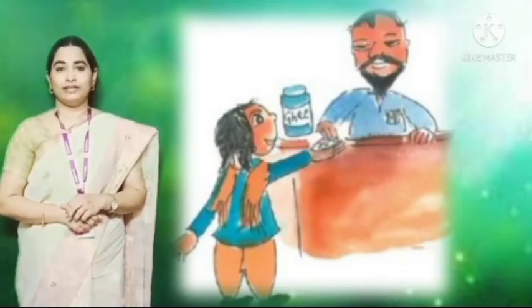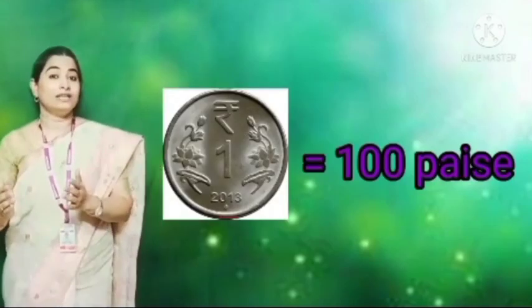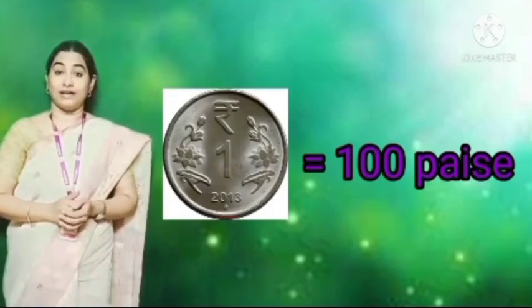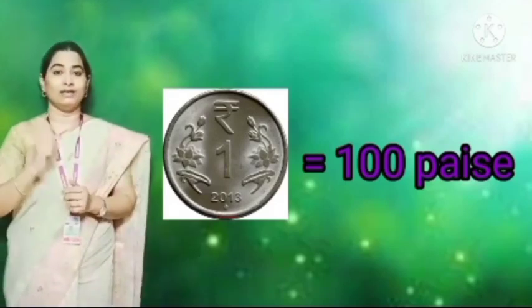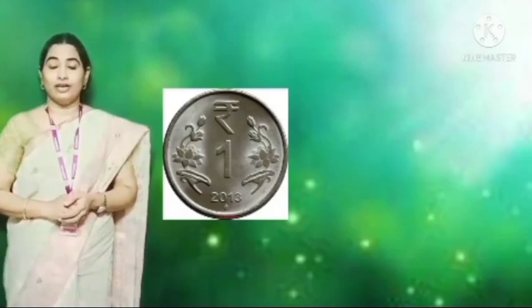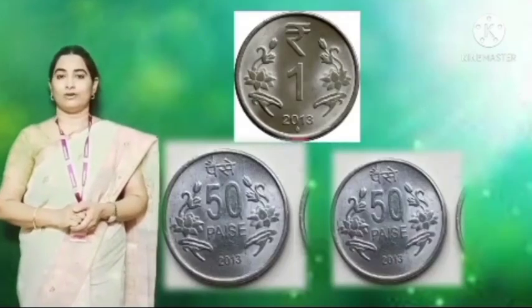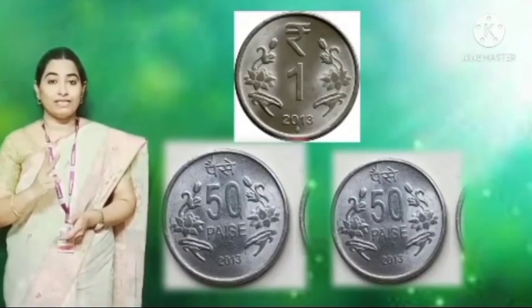And now children, do you know 1 rupee is equal to 100 paise. There are 100 paise in a rupee. And children, in 1 rupee we have two 50 paise coins. Two 50 paise coins are there in 1 rupee.